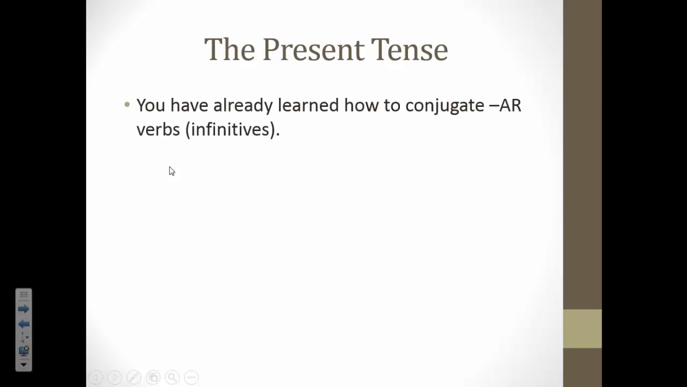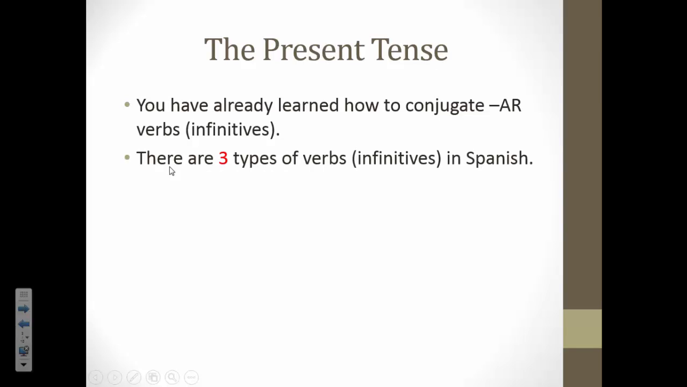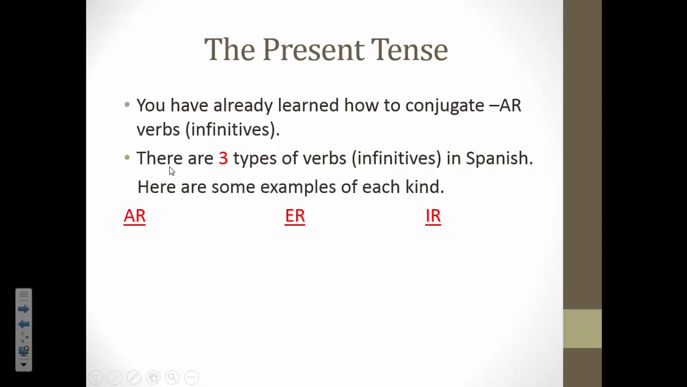Okay, you've already learned how to conjugate AR verbs. Another word for verbs is infinitives, as long as it ends in AR, ER, or IR. So, there are three types. Here are some examples of each. Okay, so we have AR verbs, ER verbs, and IR verbs.